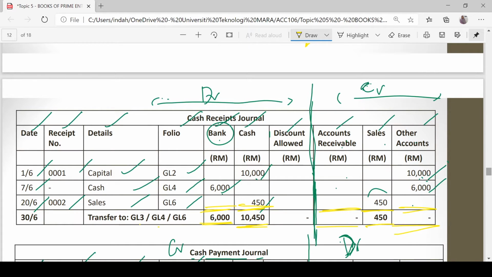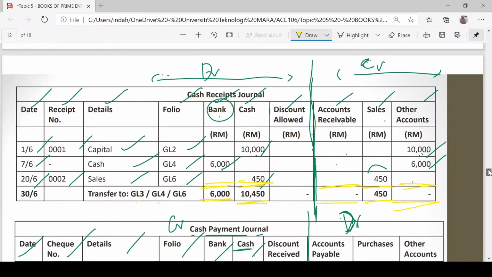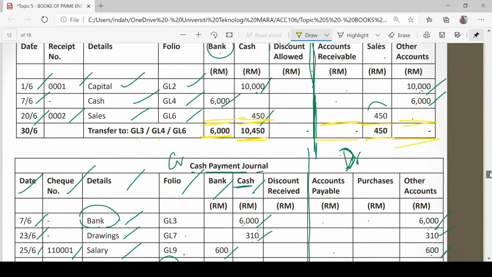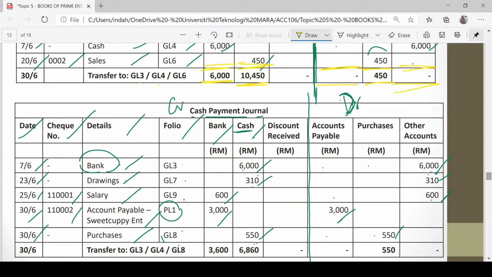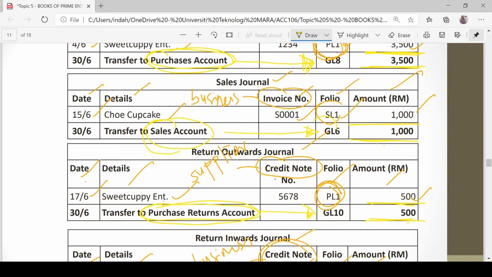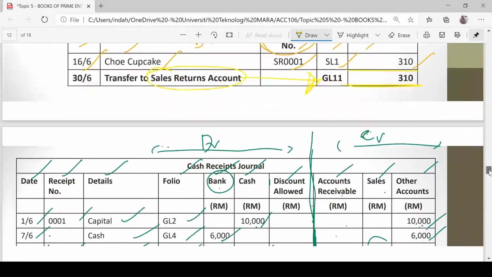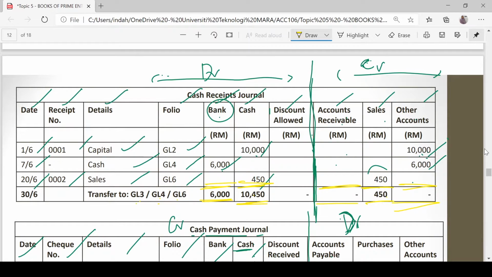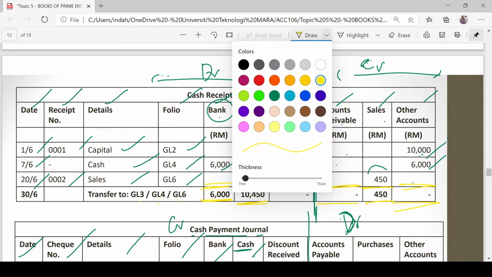What is GL3? If we look in the other accounts, we may find that GL3 is for bank, GL4 is for cash, and GL6 is for sales. Is it similar to the sales journal? Yes, GL6 here. So this represents cash sales.